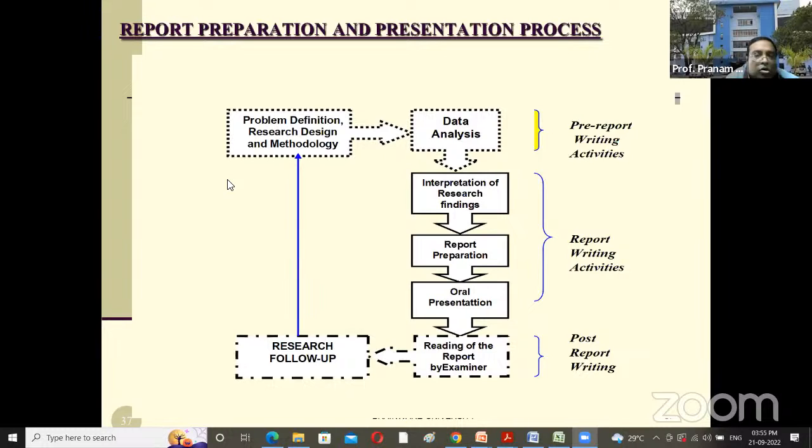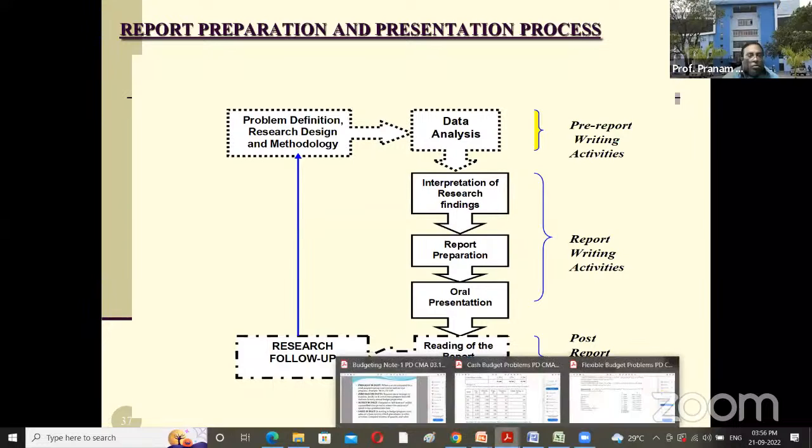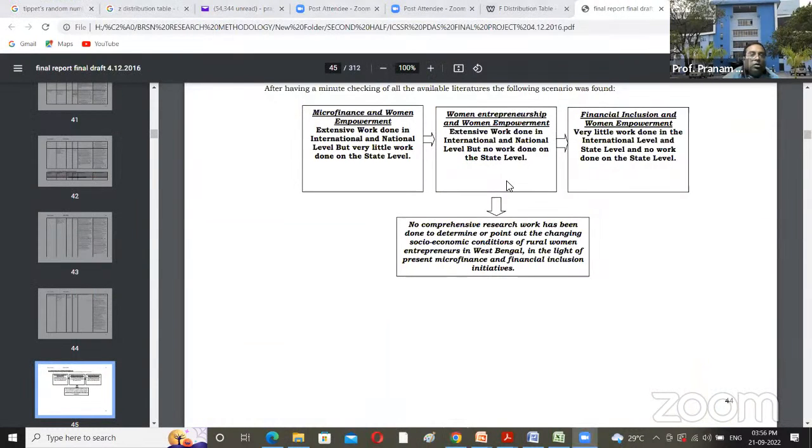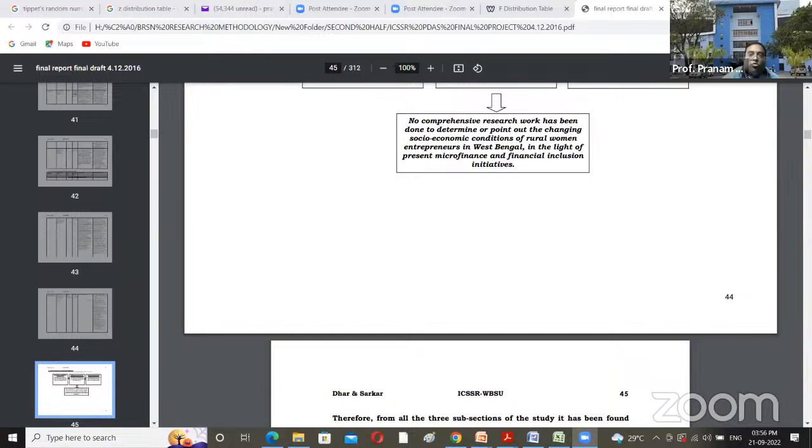Can you please elaborate more on interpretation of research findings? Yes, research findings. Research findings are the results of data analysis. The data analysis is to be explained suitably. I have shown you one thesis. I am showing it again. These are the interpretations I am going to show you. Just give me a minute. Yes, this is the research report, and I am showing you the findings.